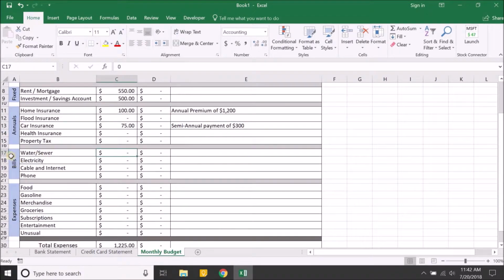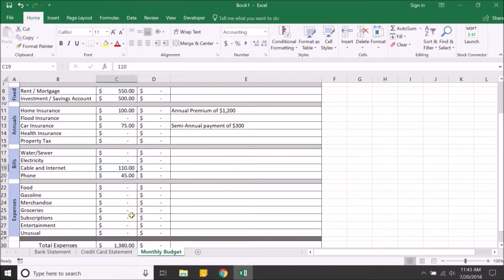All right, so let's go down here to the next category, bills. That was annuals, by the way. So annuals, bills, it's typically going to be your water, your electricity, your cable and internet, and your phone. I think those are pretty common. If you don't have these, you can either delete them or just leave it at 0. But I did fill all these in. So actually, no, I filled only these two in. The cable and internet and the $45 phone bill.